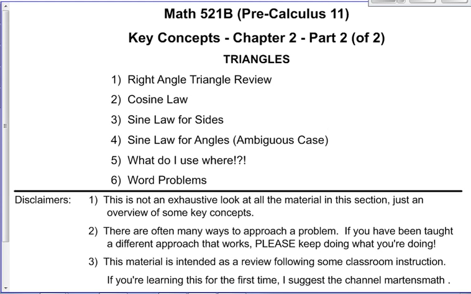Hi folks, welcome to the Key Concepts Review for Chapter 2 of Math 521B, or Pre-Calculus 11. We're looking at triangles in this one, specifically sine law and cosine law.